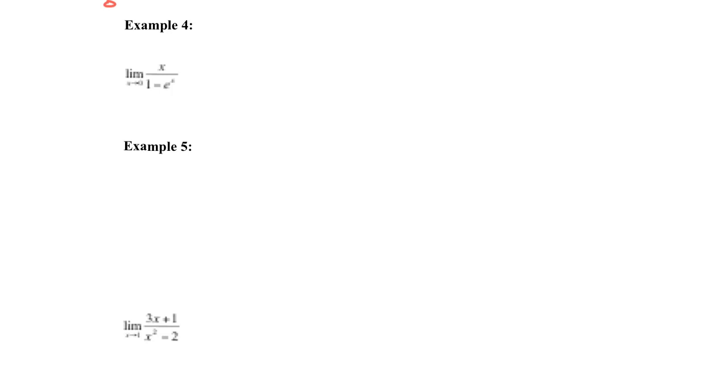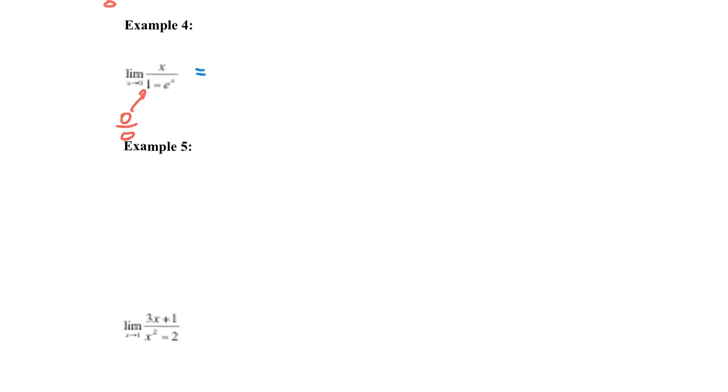But for this one, we've got a limit as x approaches 0. So if you plug in a 0, you get a 0 on the top. On the bottom, we're going to get 1 minus e to the 0, which is 1 minus 1, which gives us 0 over 0, which is the one we need. 0 over 0 means we can go ahead and use L'Hopital's rule.